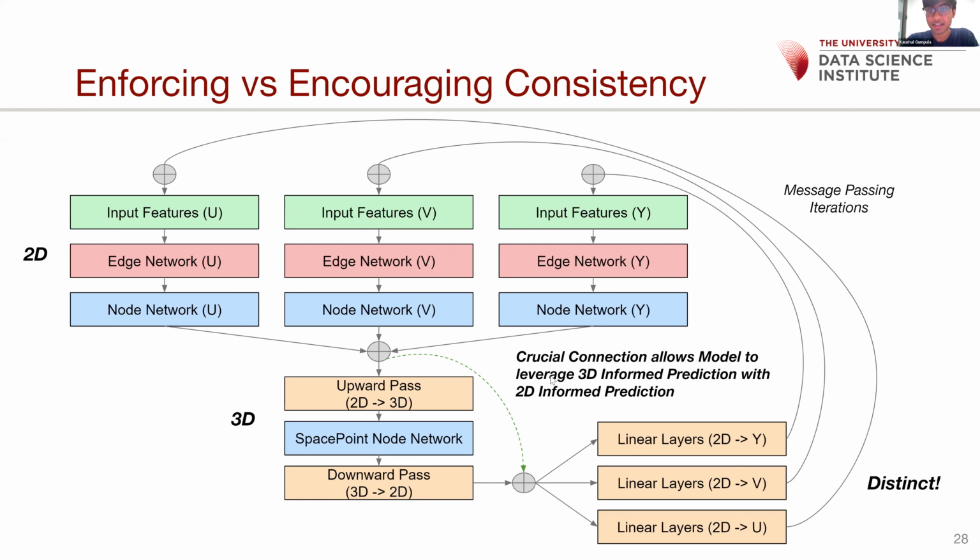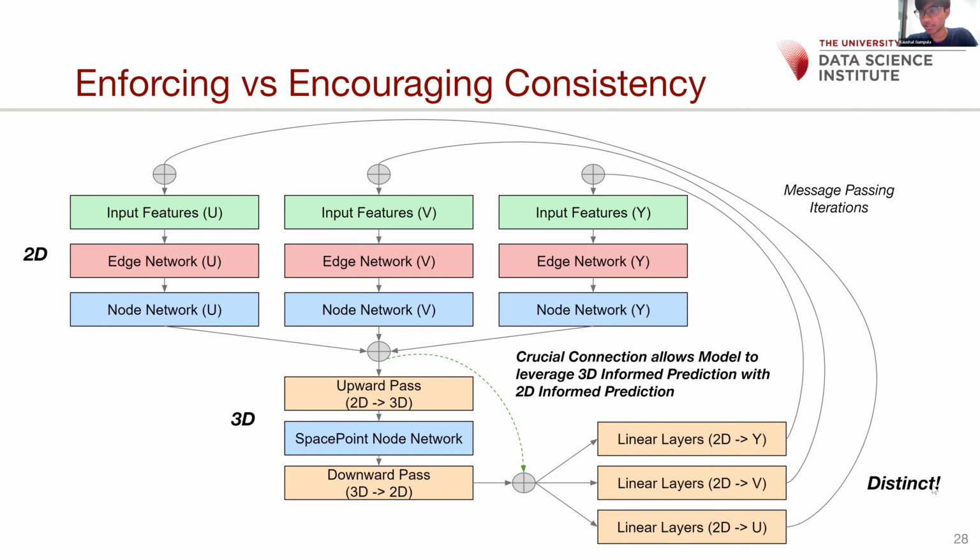What this does is, instead of just forcing the 3D space point predictions to be copied to each of the planes, we allow the model to leverage our 3D informed prediction from the downward pass, in addition to our original 2D informed prediction. We concatenate those results and put them through separate linear layers on the U, V, and Y planes. So instead of enforcing that the features have to be the same on all three planes, we let the model decide: here I have my 3D informed prediction, I also have my 2D informed prediction, and now that you have the 3D context information, can you make better predictions on each of the separate planes?